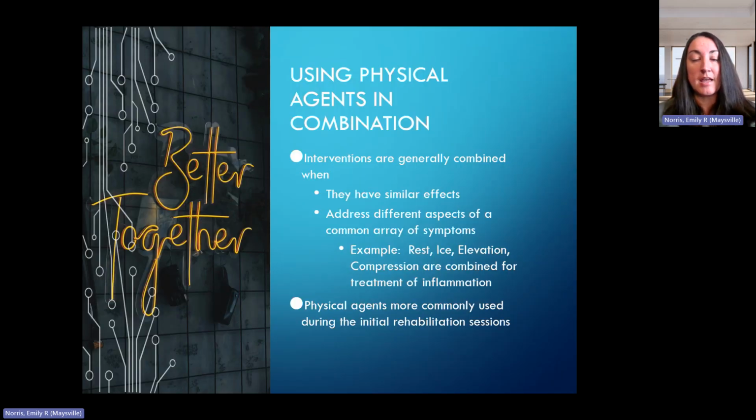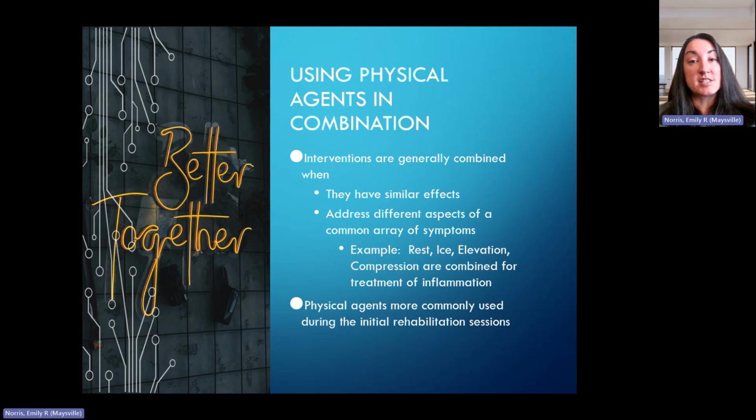So there's kind of a wide variety of use in physical therapy. Some people use modalities often, some hardly ever at all. Typically, when you are using them in combination, sometimes they'll work better together. A lot of times you'll see heat or ice with e-stim, or you will see a modality used right before a stretch or something. So you want to kind of combine the effects. You can typically combine them when they either have similar effects or they're addressing different aspects of the symptoms.